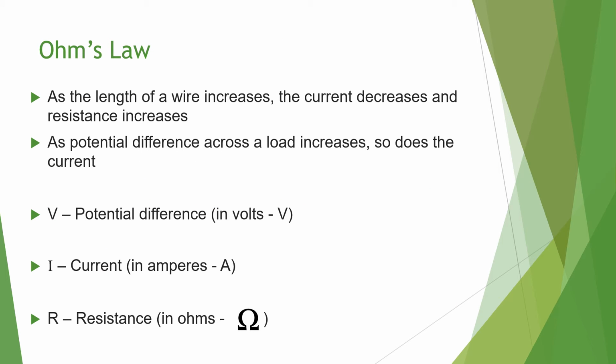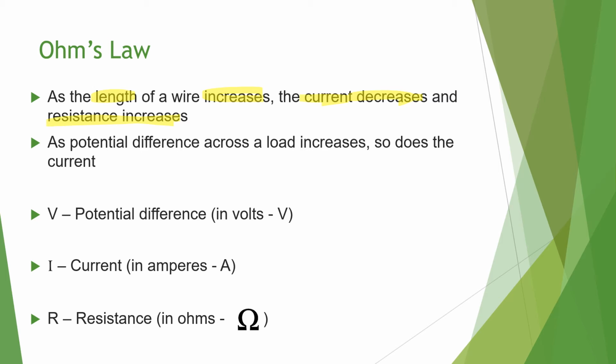Okay, so this brings us to Ohm's law. Ohm's law, again, is the relationship between current, voltage, and resistance. As the length of a wire increases, current decreases and resistance increases. This is exactly what we saw in the last slide. If the length of the circuit or the wire increases, the electrons have further to travel, so that's going to decrease current but increase resistance.